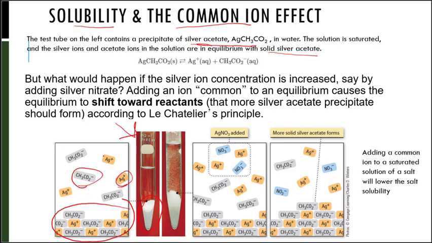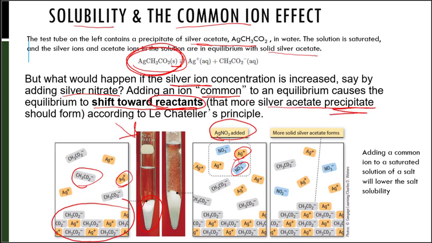some acetate ions. But what would happen if the silver ion concentration is increased, say by adding silver nitrate? So here I'm adding silver nitrate. Adding an ion that's in common to an equilibrium causes the equilibrium to shift towards the reactants. Our reactants are the solid form. So that tells us that more silver acetate precipitate should form according to Le Chatelier's principle.